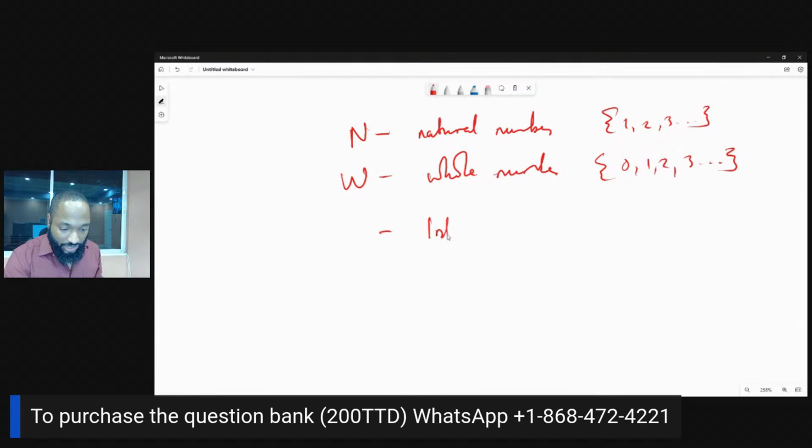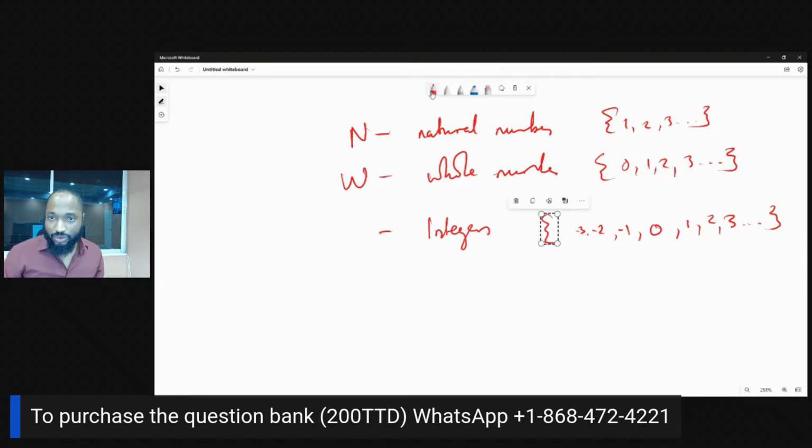The next one is the integers. Integers is the same thing, so 0, 1, 2, 3, and so on. But with integers, you're allowed to go backwards. If you go backwards, you're going to the negative land, right? You're going in the reverse direction, so negative 3 and so on. Now the symbol for that is Z.